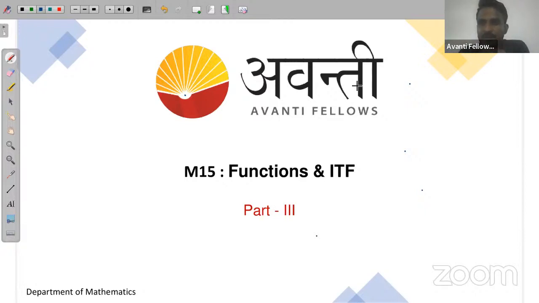So in this entire chapter, we are going to cover the entire functions as well as the ITF, the inverse trigonometric functions. I hope you might have covered it, or in some schools it has been started, I guess. So this is all the functions and ITF, part 3. Today we are going to discuss broadly the functions part.